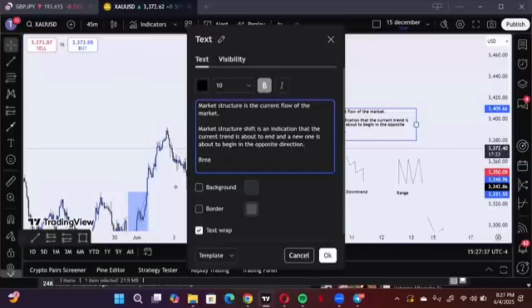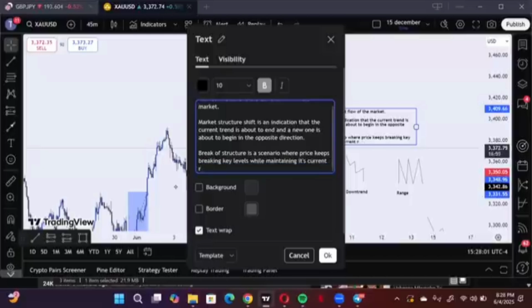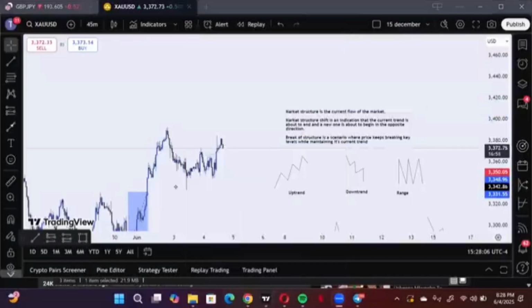So a break of structure is a scenario where price keeps breaking key levels while maintaining its current trend. Are you guys following me? Okay, good.